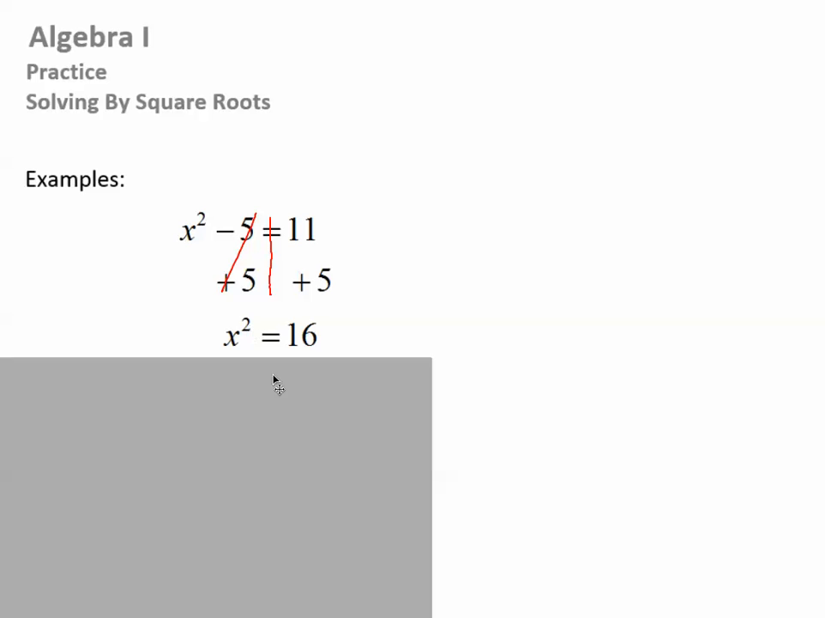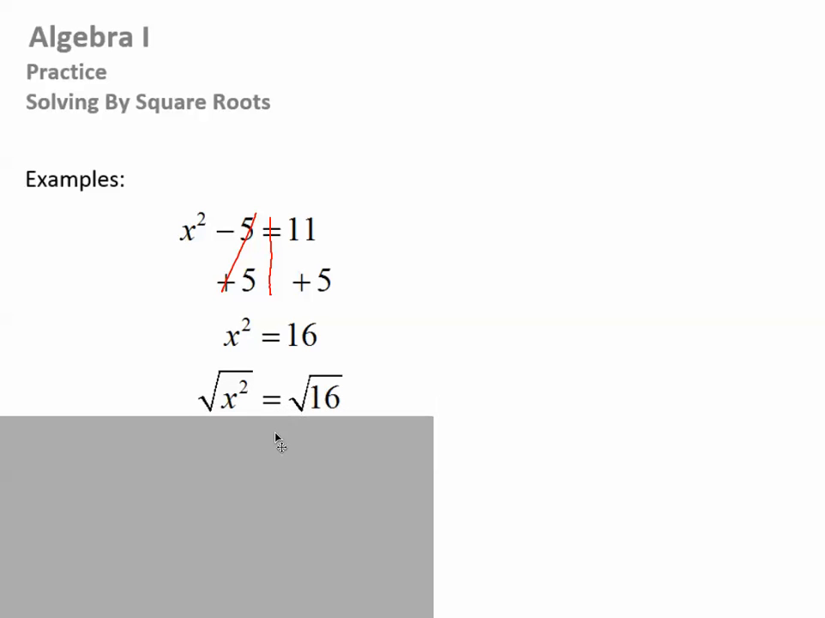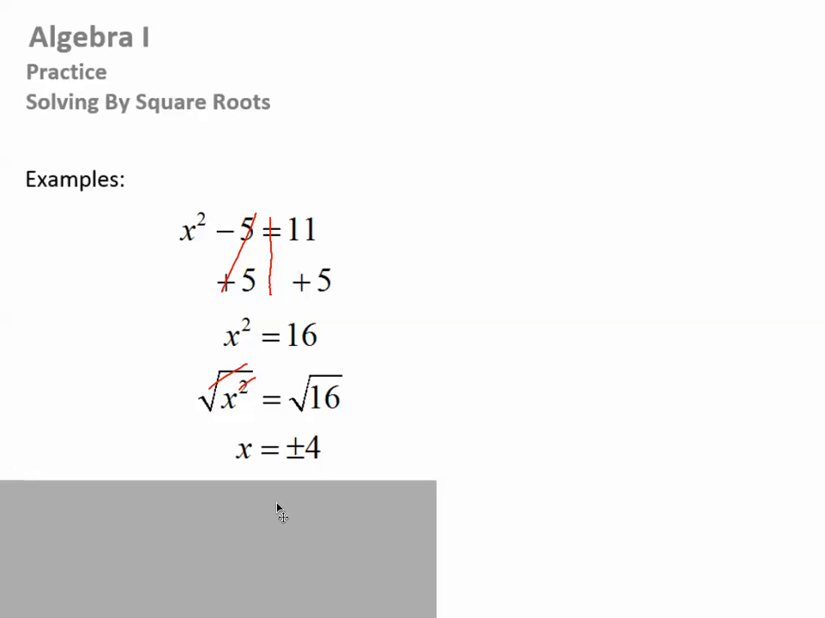To get the squared to go away, the inverse of that is taking the square root. So the square root cancels out the squared and leaves us with just x. But notice the two solutions. x could equal positive 4 and x can equal negative 4. Another way to write that is negative 4 and positive 4 as the set of solutions.